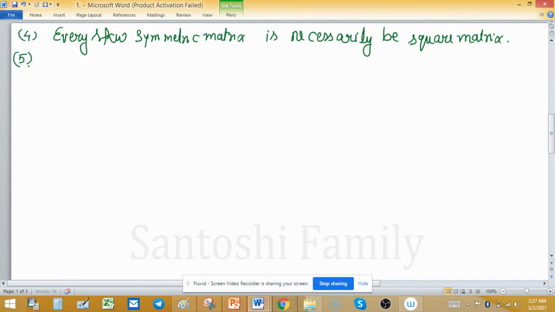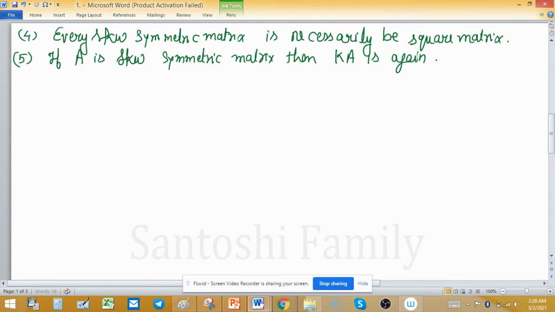Fifth point is, if A is a skew symmetric matrix, then KA is also skew symmetric for any scalar K. As I already explained, if A is symmetric, then KA is again symmetric. So you can remember these properties together.